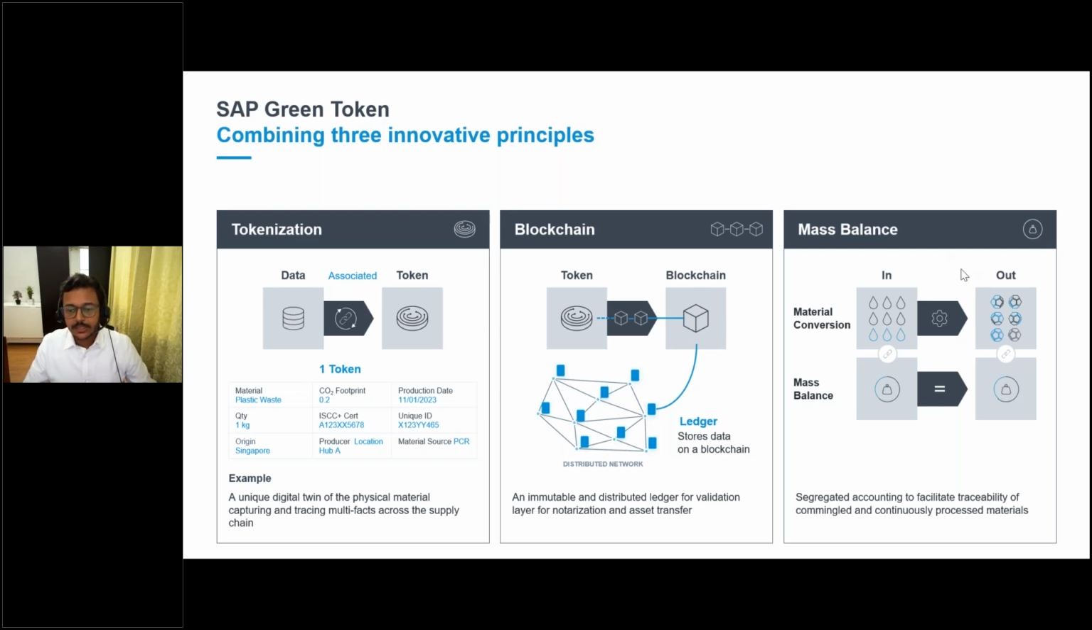And then you have this mass balance principle, which is basically accounting for how much has come in and how much has gone out, and making sure that you cannot claim more quantity of sustainably produced goods than the raw materials that you brought in. So it inherently prevents double counting, and this also helps establish this trust factor.